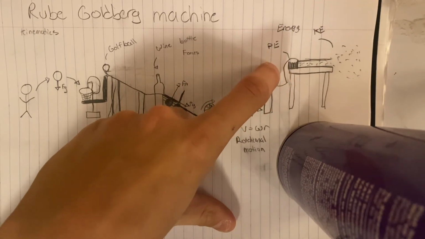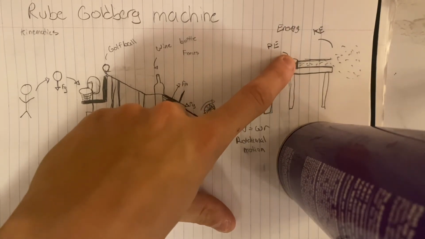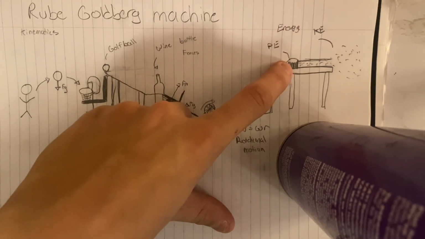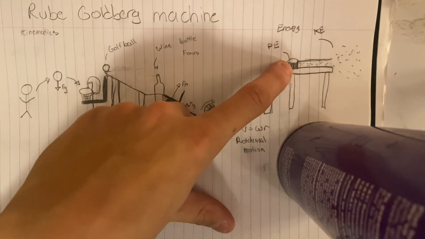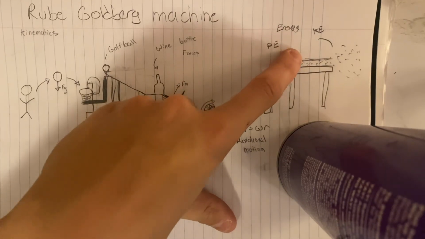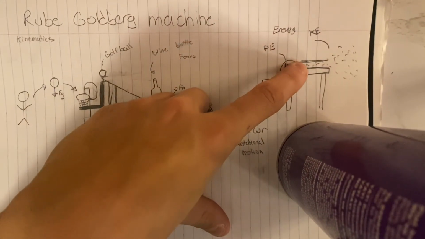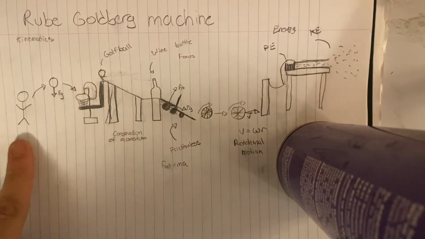But once this string is pulled and the piece of wood is removed, the spring will become uncompressed, and it'll release all of its potential energy into kinetic energy, which then pushes the confetti out for the finish of the Rube Goldberg machine.